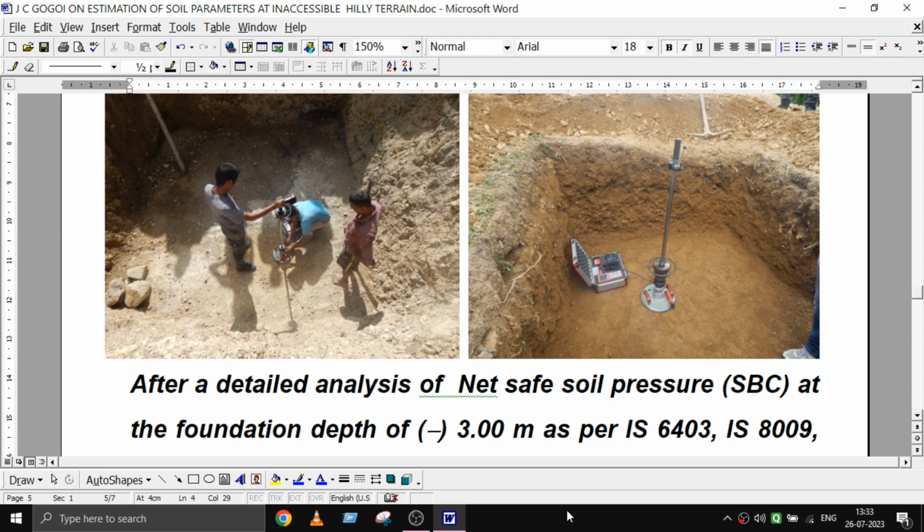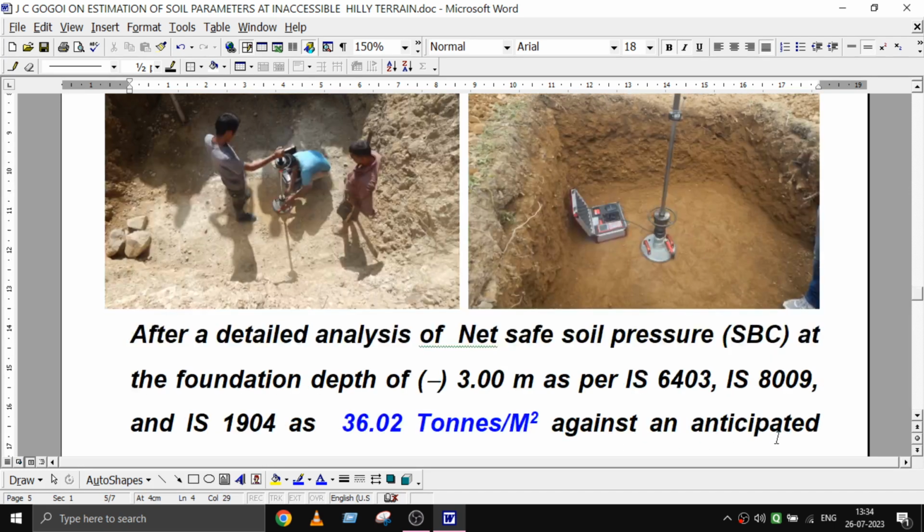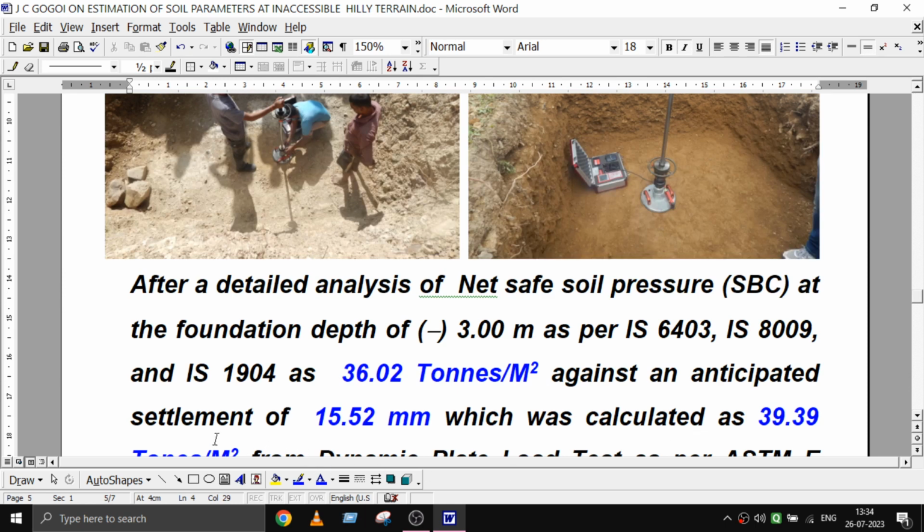After a detailed analysis of net SBC, that is safe soil pressure, at the foundation depth as per relevant required codes: IS 6403 for SBC calculation for shallow foundation, 8009 is settlement analysis, 1904 is safety analysis of foundation. So we have calculated 36.02 ton per meter square against an anticipated settlement of 15.52. I said that it is anticipated settlement.